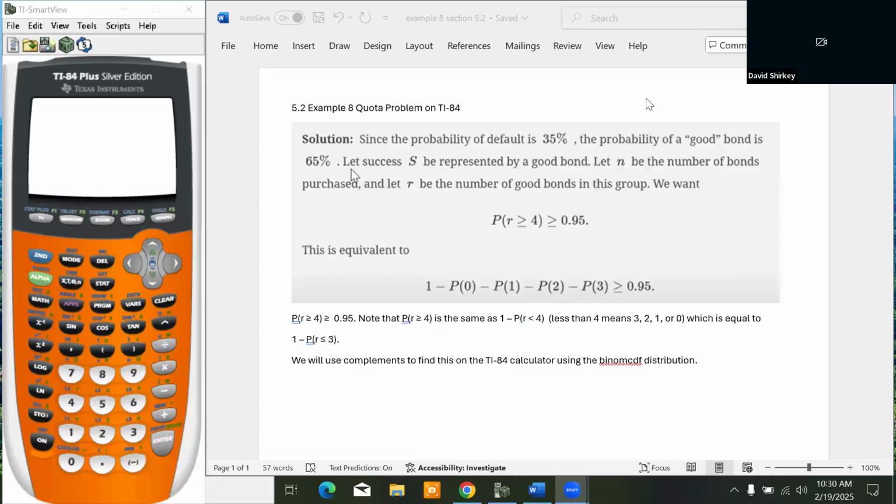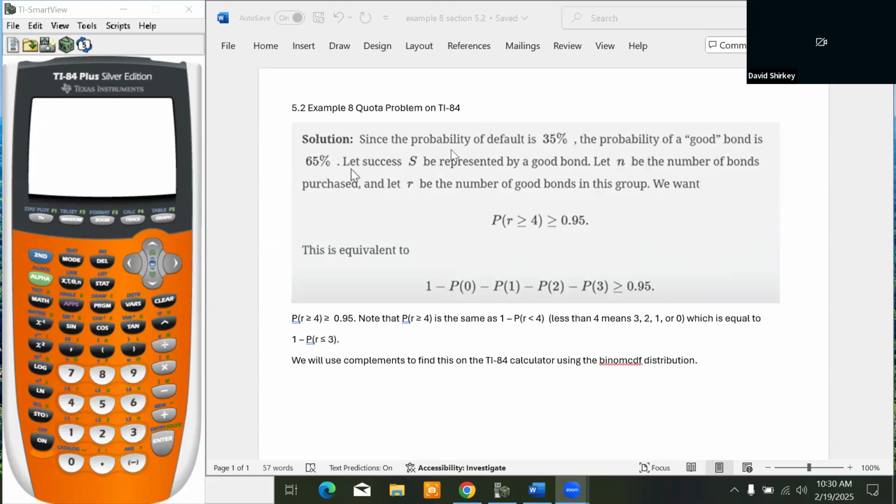So we just took a look at section 5.2 example 8, the quota problem, and we did it on table 3 of the appendix, the binomial probability table. And I want to take a look at it on the graphing calculator here, just so you can see how it's done on a graphing calculator.